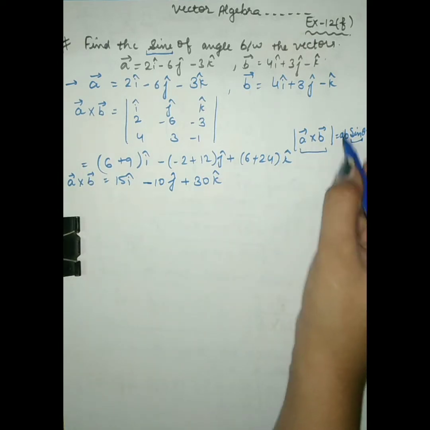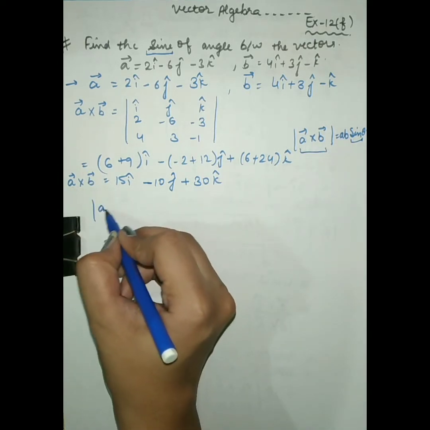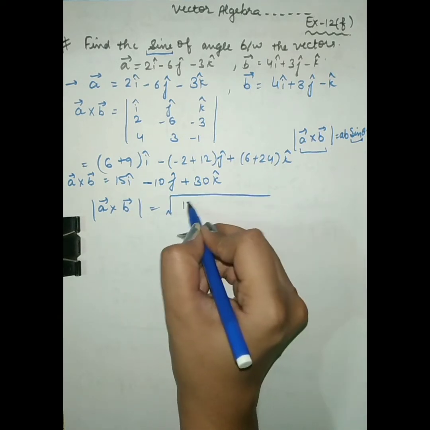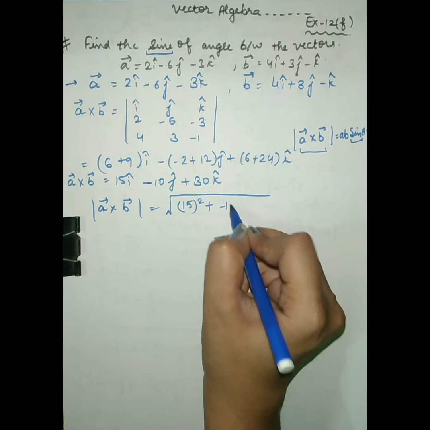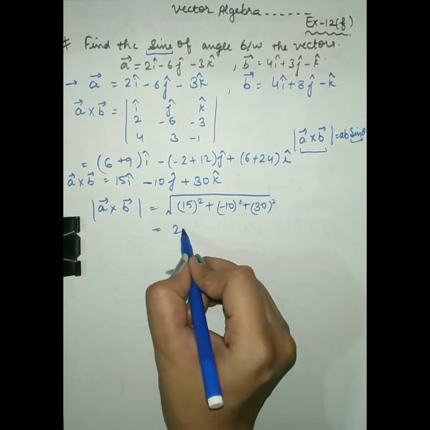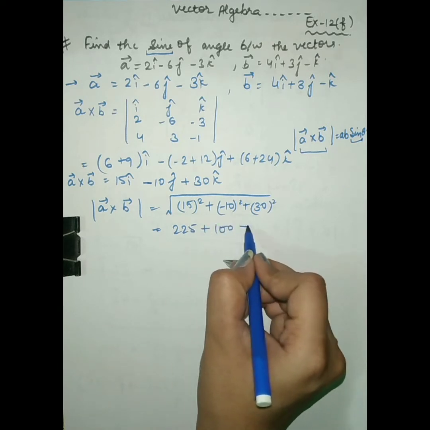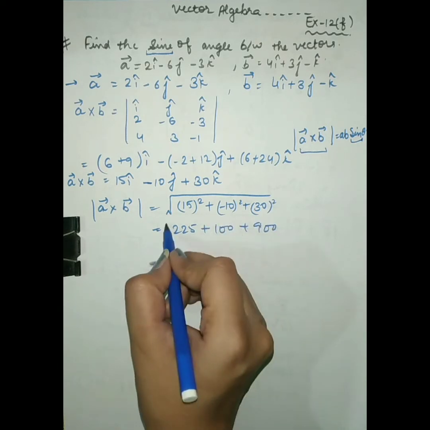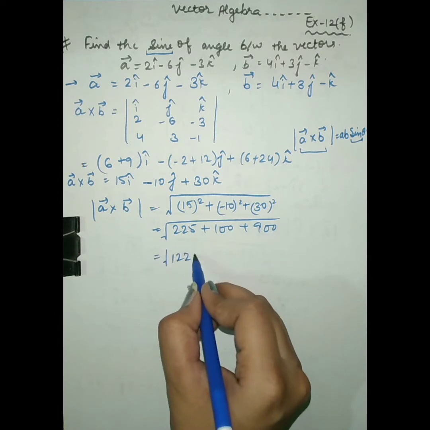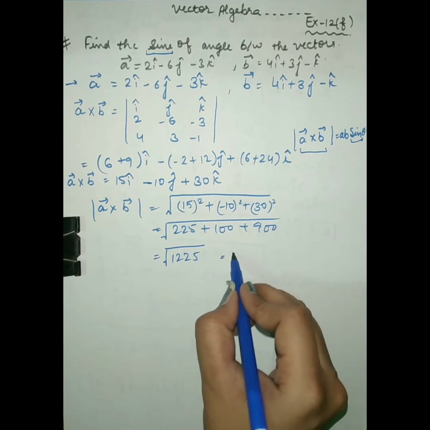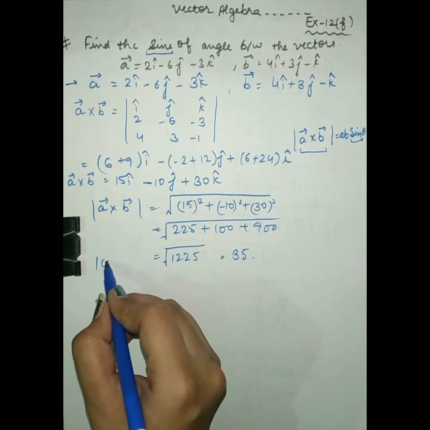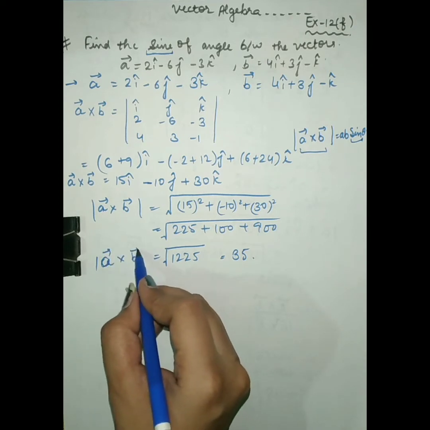Now we have to find the magnitude of this, that means the magnitude of A vector cross B vector. This will become the square root of 15 square plus minus 10 square plus 30 square. That means we get the square root of 225 plus 100 plus 900. That means this will become the square root of 1225, so this will become 35. This is the value of the magnitude of A vector cross B vector.